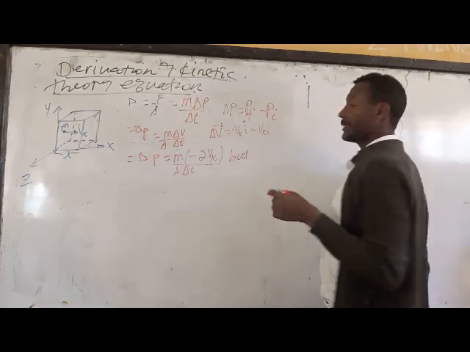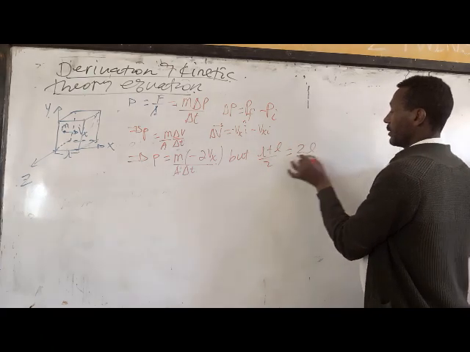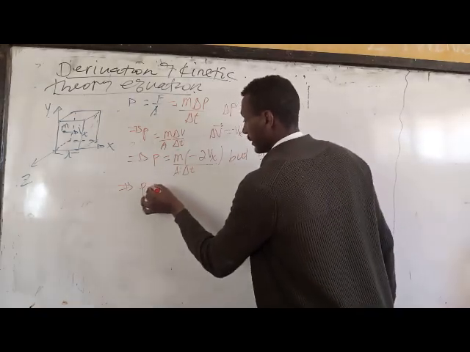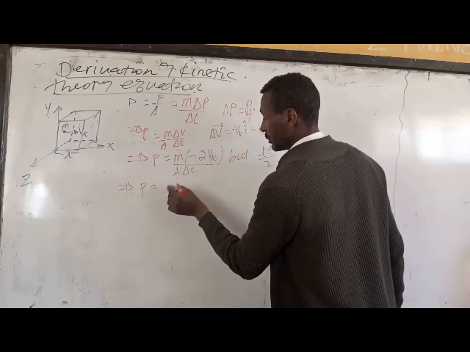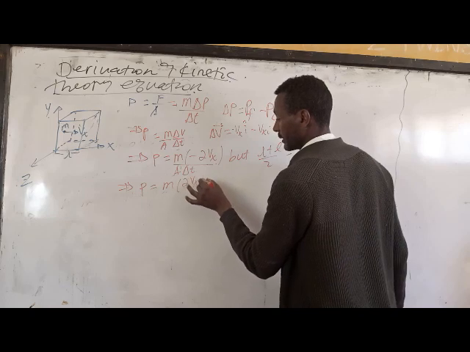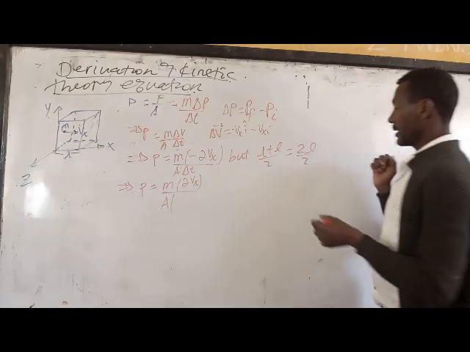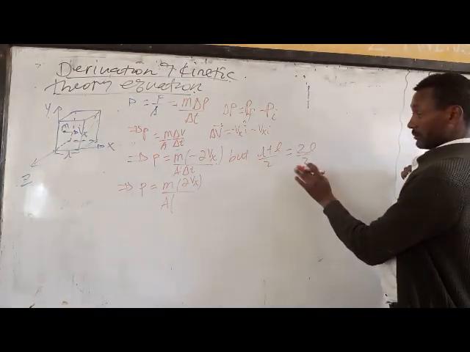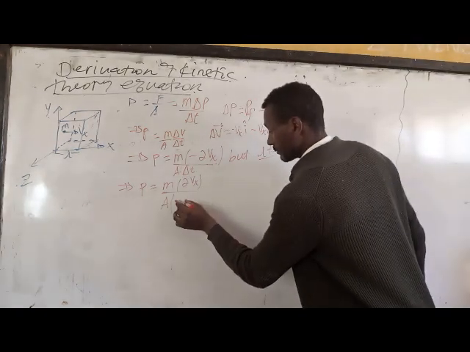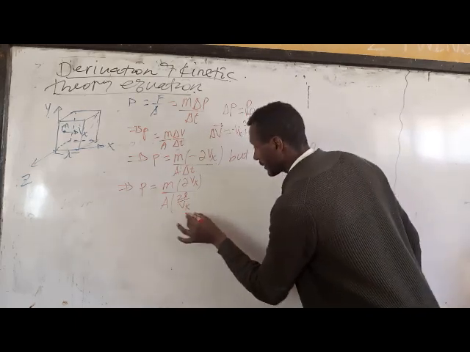But delta t is the time between two collisions, that means the distance L plus L, that is 2L, over Vx. This implies P is equal to, let's ignore the negative sign, P is equal to m times 2Vx over A times delta t. Delta t is 2L over Vx.